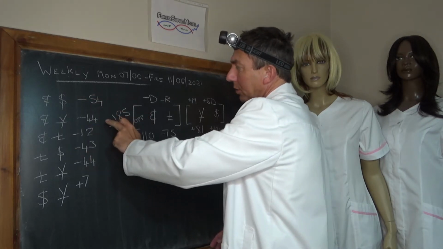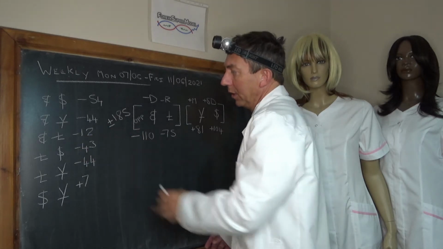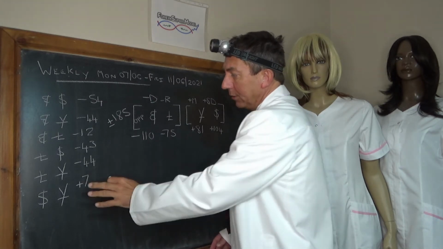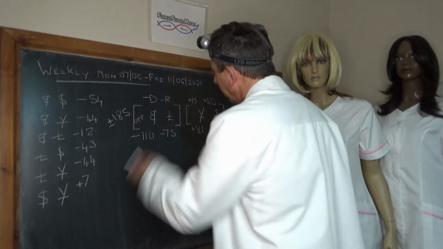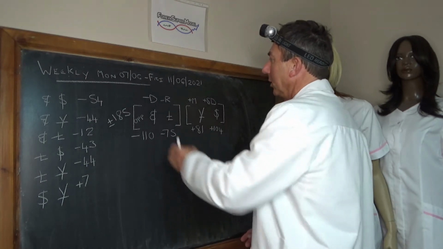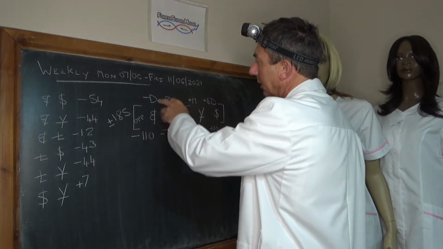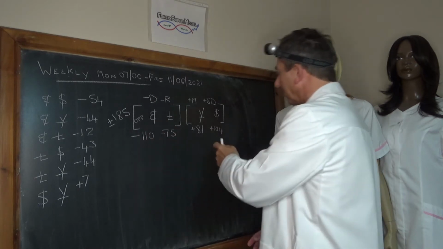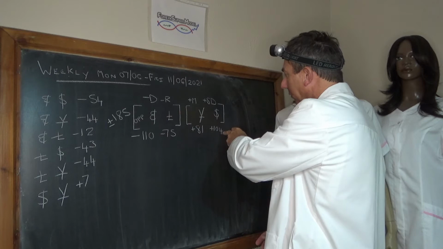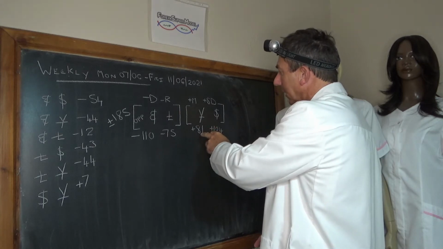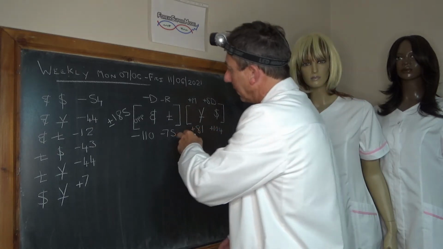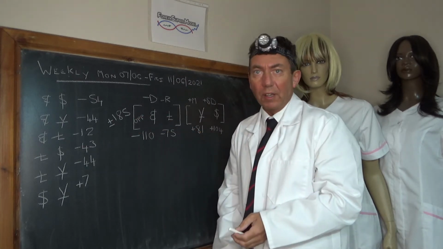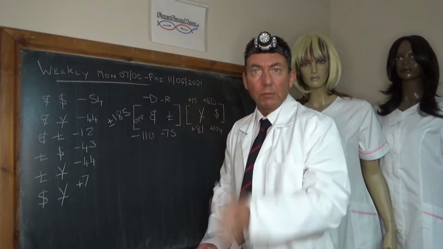Euro yen minus 44, euro pound minus 12, pound dollar minus 43, pound yen minus 44, and the dollar yen plus 7. If you feed that into the model, you get the euro has been the negative opposed driver during the week at minus 110. Front and back door flows mainly going into the dollar at plus 104, into the yen at plus 81, and the pound has been the negative rock at minus 75, activity plus or minus 185. So we're going to start this and write up the dailies, so don't go away.